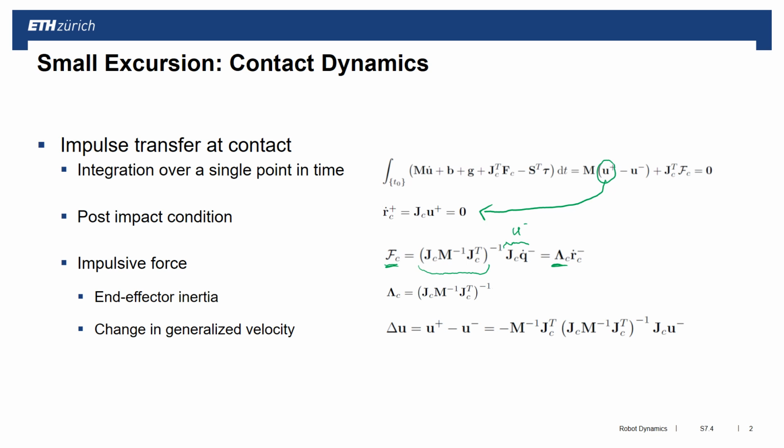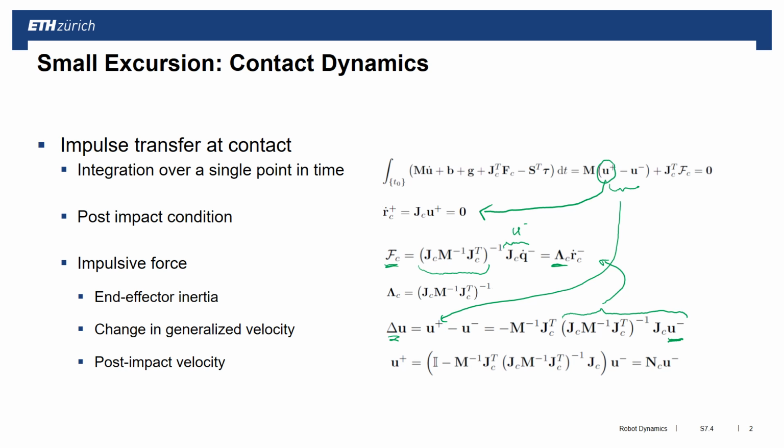We can then also analyze what is the change in generalized velocity. So this delta u, I calculate from here. So I do M minus 1 Jc transpose times Fc, and I take this Fc from up here. So I see how the pre-impact velocity is mapped to the delta u. I can then also calculate the post-impact velocity, which is the pre-impact velocity plus the delta u.